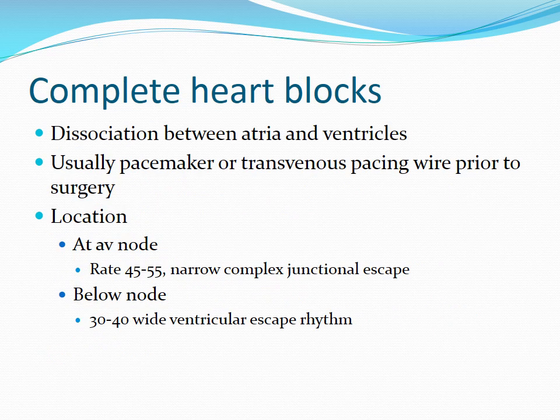So, for summary of complete heart blocks, there is a dissociation between the atria and ventricles, which is the key to diagnosis. Usually a pacemaker or transvenous pacing wire is needed prior to surgery, and the location can be determined at the AV node if a rate of 45 to 55 with a narrow complex junctional escape rhythm, or below the node rate of 30 to 40 with a wide ventricular escape rhythm.